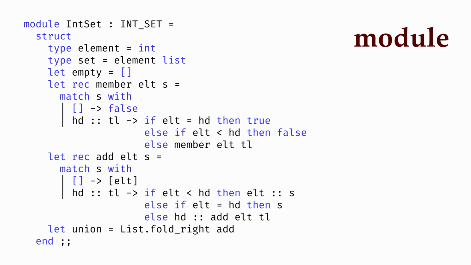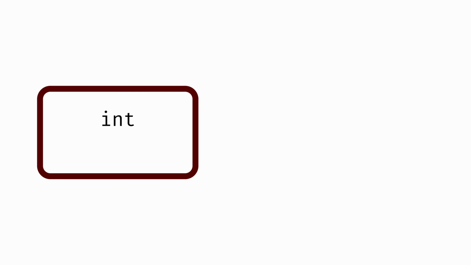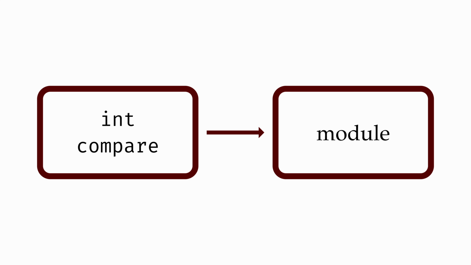In order to avoid redundancy, ideally we'd like a single mechanism that takes a type like int and a comparison function like the built-in OCaml compare function, and then generates an integer set module. And if we provided the mechanism with a type like string and a comparison function, it would generate a string set module, and so on for other types too.